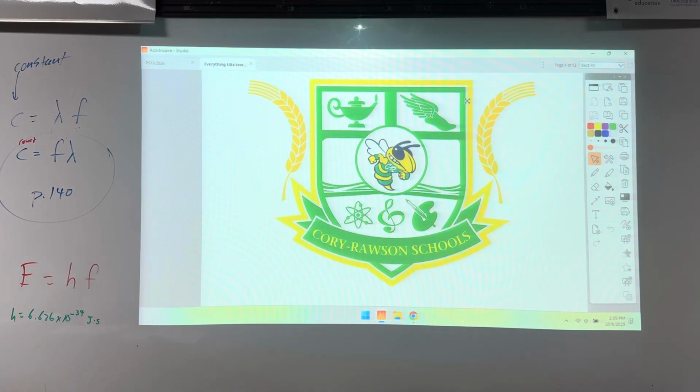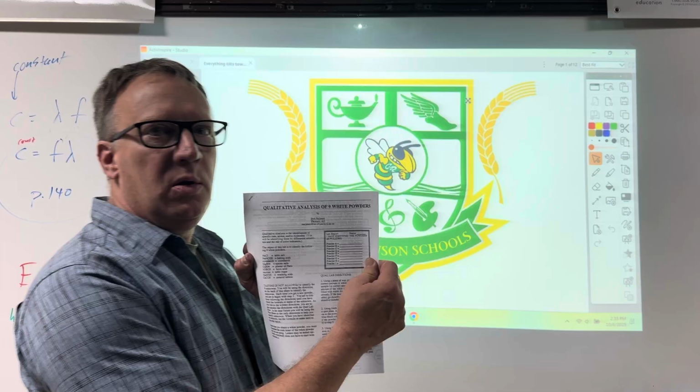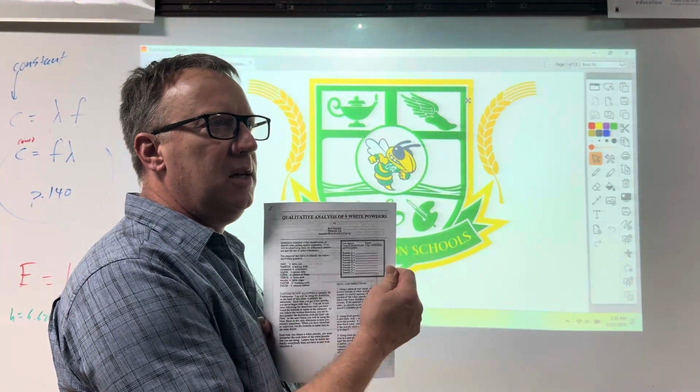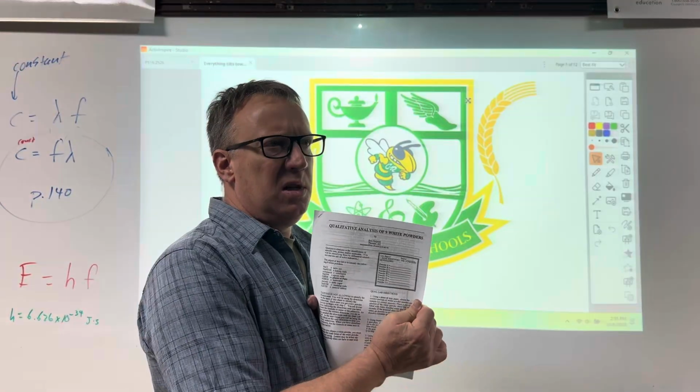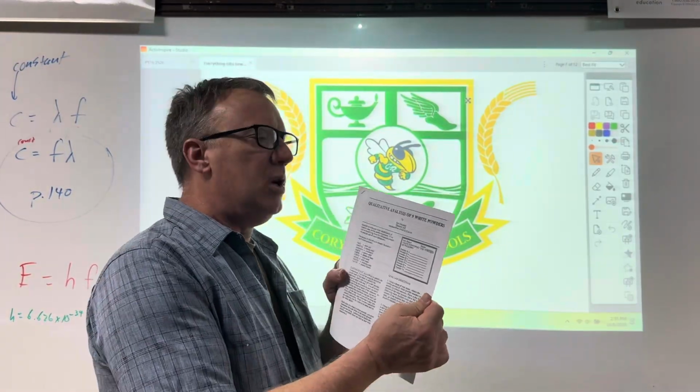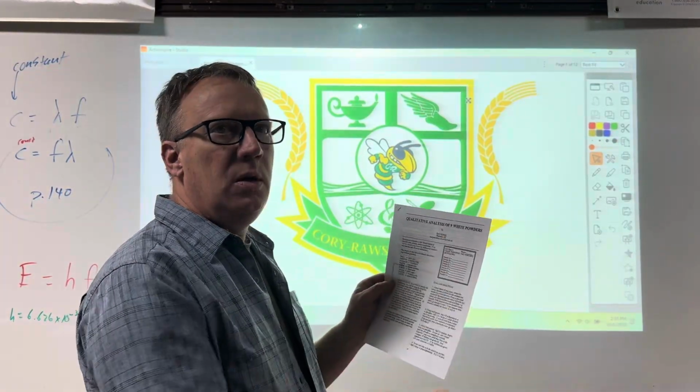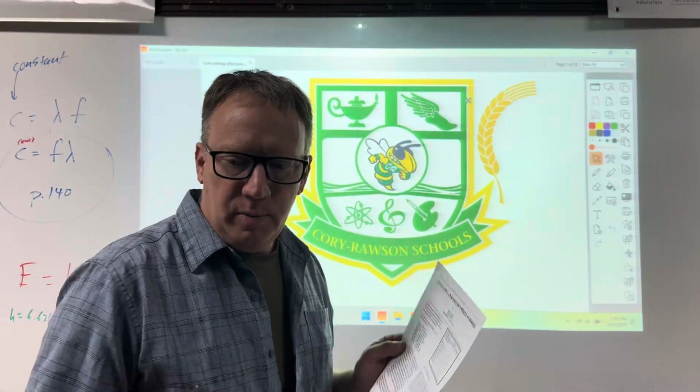I want to talk to you about two pages I have here with the qualitative analysis of 9 white powders lab. Did a lab just like this pretty much, maybe most of us did. When I was in college, this would have been the second or third lab we did. We were trying to tell white powders apart.